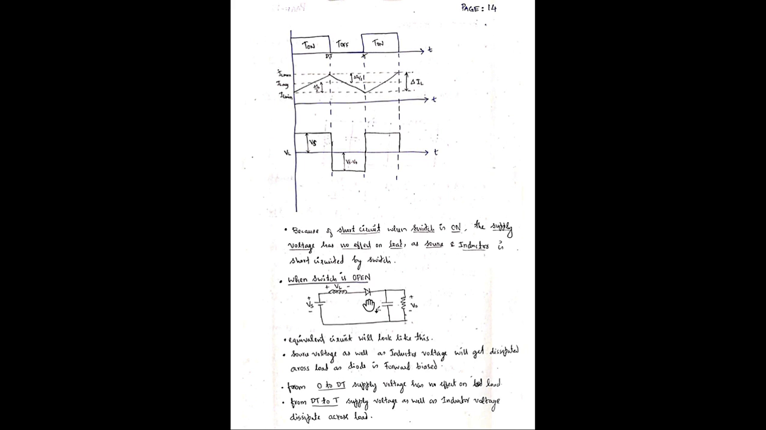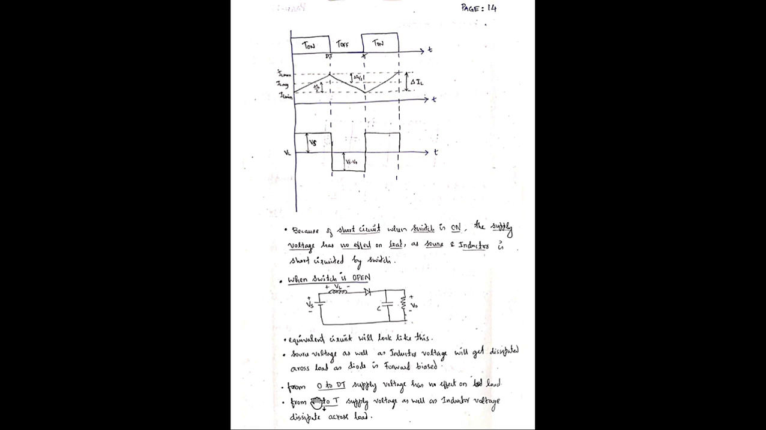Inductor will be there, this freewheeling diode will be short circuited, and the charge across this inductor as well as this input will be dissipating across this load. Okay, so source voltage as well as the inductor voltage will get dissipated across the load as the diode is forward bias. Diode forward bias means it will be short circuited, so the source voltage as well as inductor voltage will be dissipating across this load.